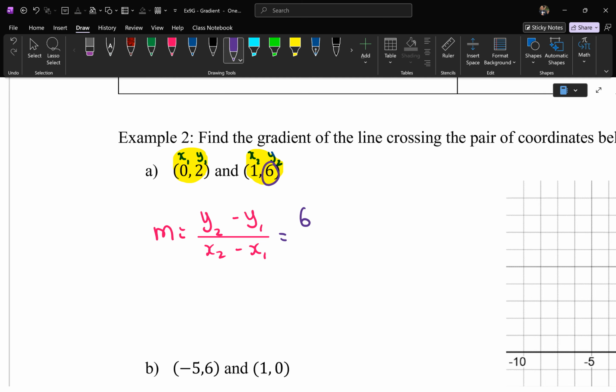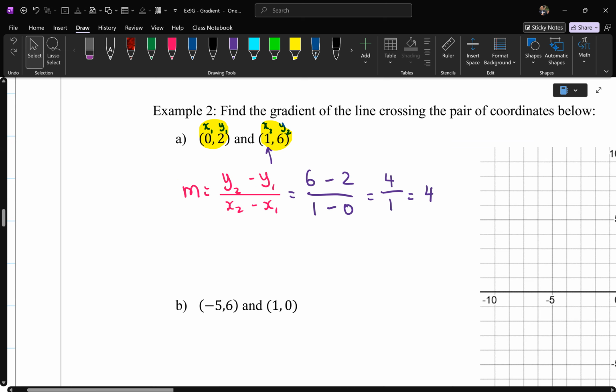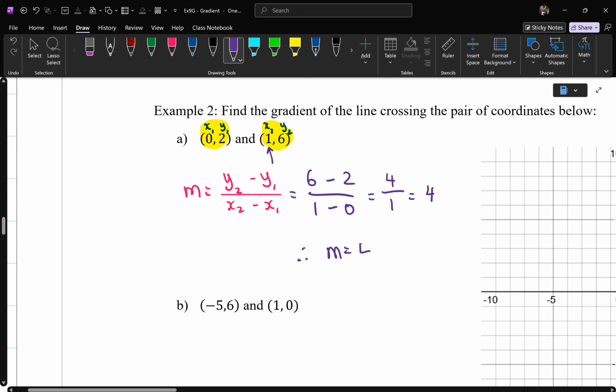Now, if we were to calculate this, what is my y2? Y2 is clearly 6, take away, what's my y1? Y1 is 2. So 6 take away 2, divided by, now the next one is x2, which is 1, take away x1. What's my x1? x1 is 0. So if you simplify this, 6 take away 2 is 4, divided by 1 take away 0, which is 1. So the gradient is 4. That's what the gradient equals. So gradient of 4.